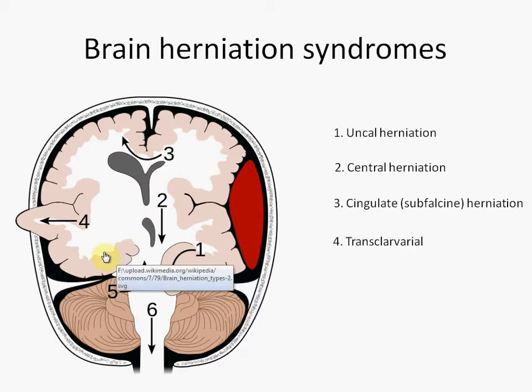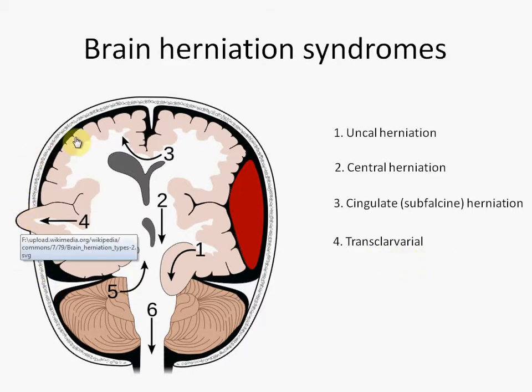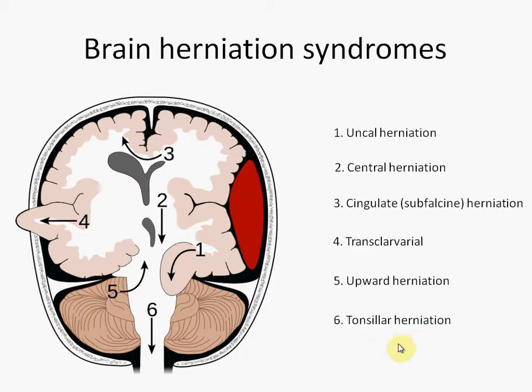herniation. Okay, this is a particularly nasty type of herniation where the brain herniates through, trans meaning through, calvarial meaning the calvaria, the skull cap, the skull bones. This happens in an open fracture of the skull. Okay, so transcalvarial. Number five, upward herniation, and number six, tonsillar herniation, where the cerebellar tonsils are forced downwards through the foramen magnum. This leads to coning.